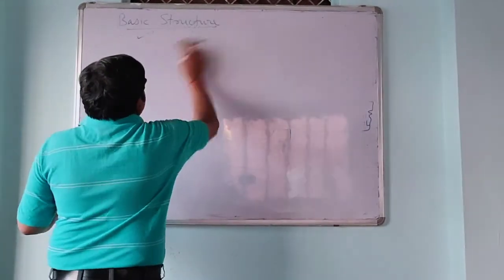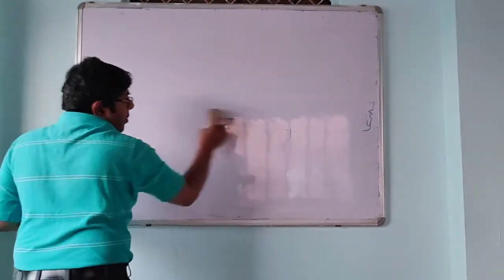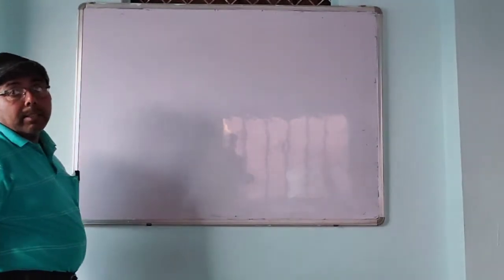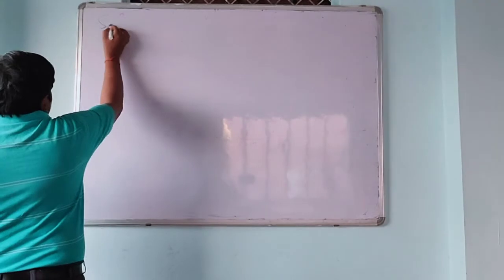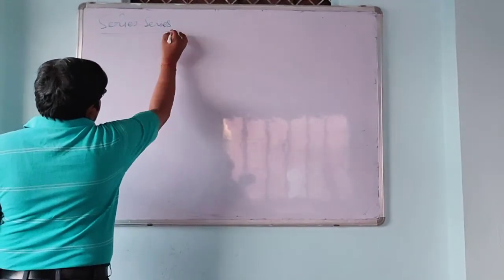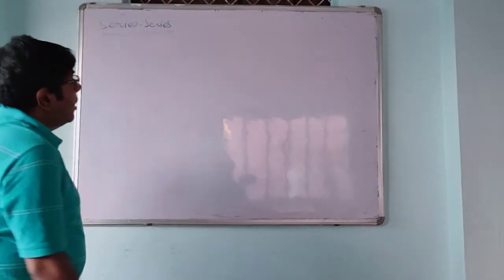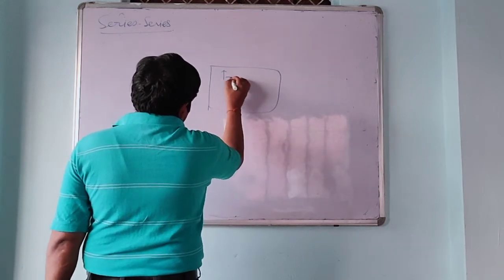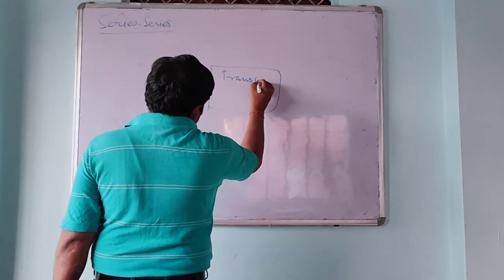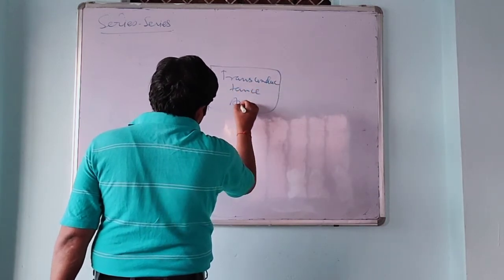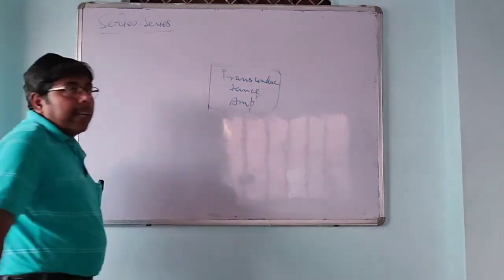Third one, first one is the series shunt, second one is the shunt series, and third one is the series series. And this is for transconductance. This is for transconductance amplifier. Basic amplifier is important.